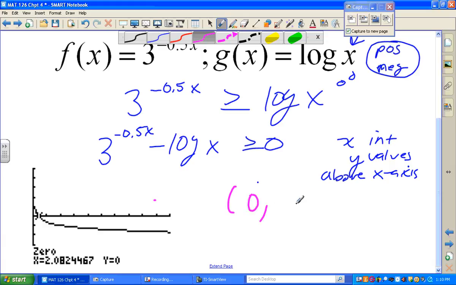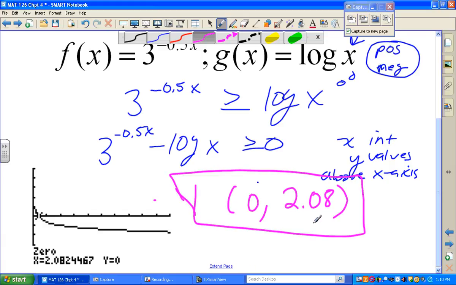0, it's based on proportions. 0 to 2.08. So that's what x would be. Any values between 0 and 2.08.